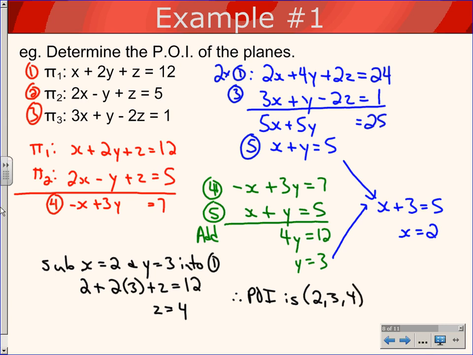Okay. That's sort of our number one case. That's what we're hoping for, is that we're going to end up in a situation where all of the planes intersect in a single point. So what we did was we picked 2 planes, eliminated a variable, then picked 2 different planes, eliminated the same variable. That's going to create 2 equations with just 2 variables and solve from there.